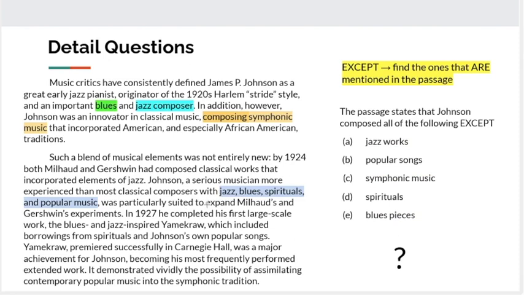But now we get a little bit of a question here. It says he was more experienced than most classical composers with jazz, blues, spirituals, and popular music. So we might say, does that mean he composed all of them? Well, no. We have to read a little more carefully, and what we find is a reference to his own popular songs. It does not mention anything about his own spirituals. So we can infer that while he was experienced with spirituals, playing ones that other people had written, there's no direct evidence that he actually composed them himself.